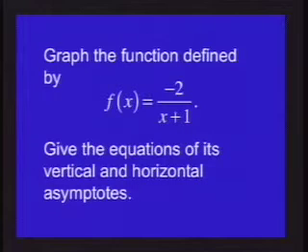Graph the function defined by f of x equals -2 over x plus 1. Give the equations of its vertical and horizontal asymptotes.